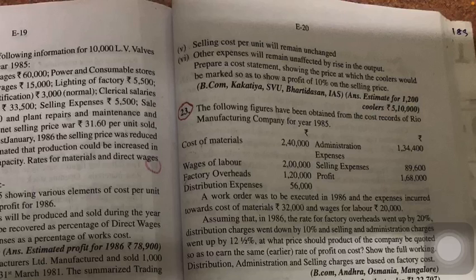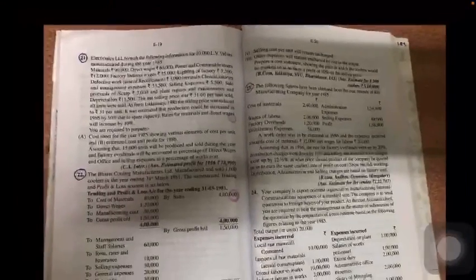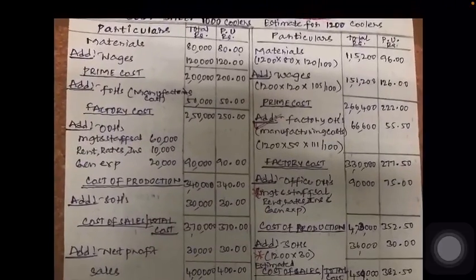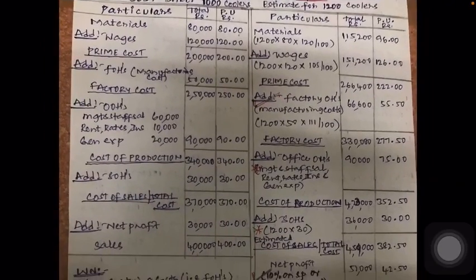We have to prepare a cost statement, and the net profit to be applied in the estimate is 10% on selling price. First we have to prepare the cost sheet indicating total value and per unit value for 1000 coolers.